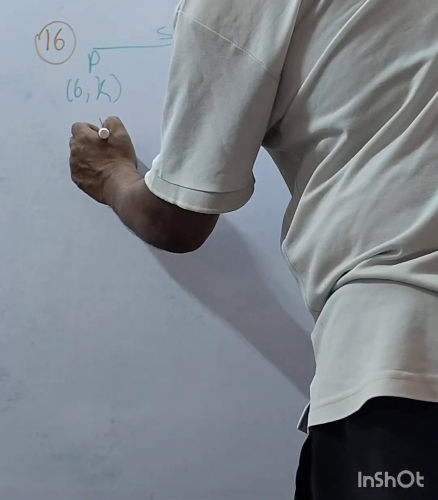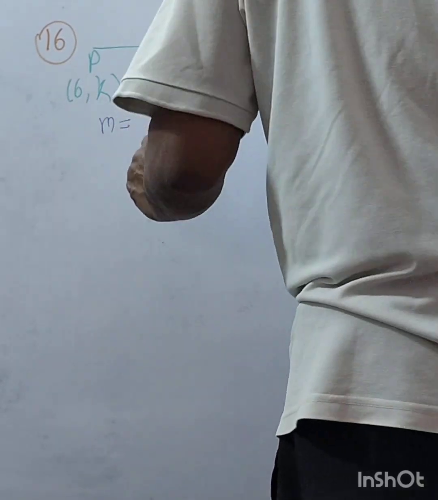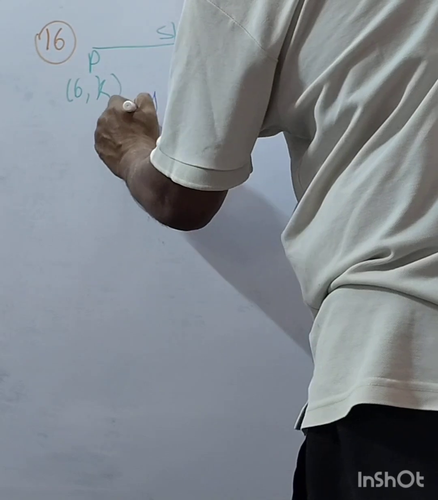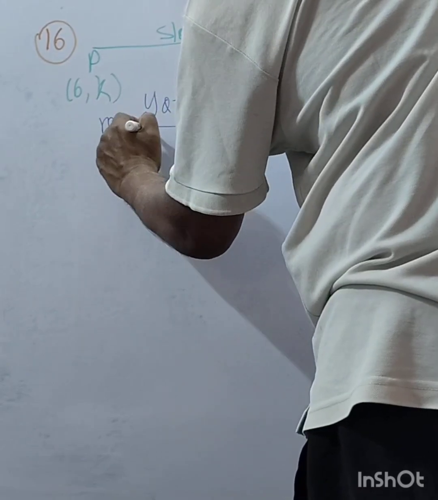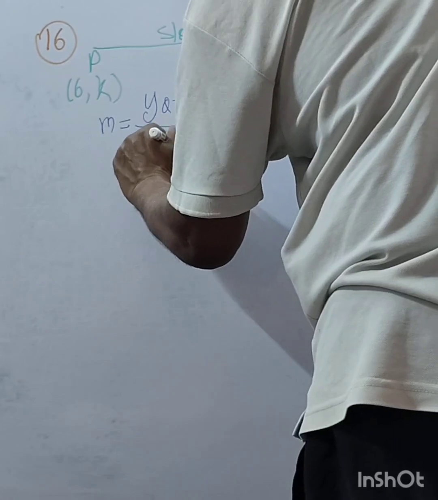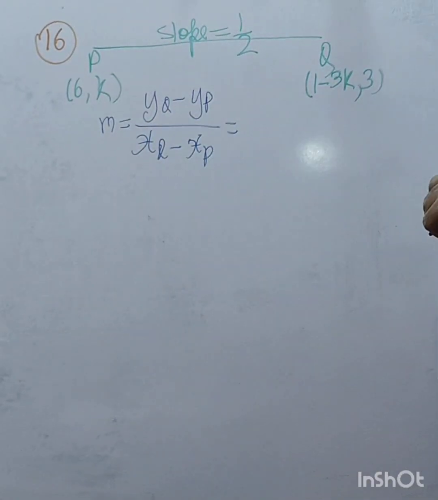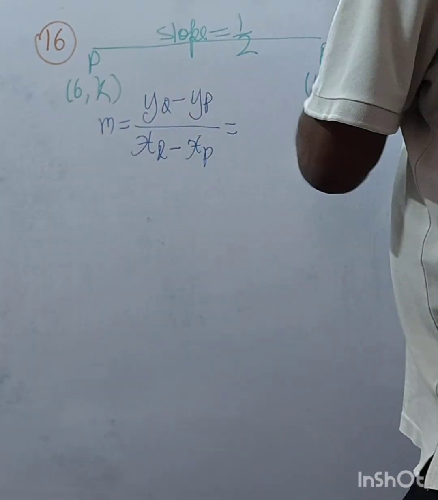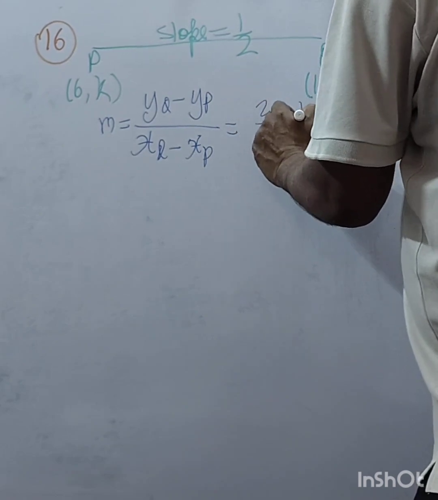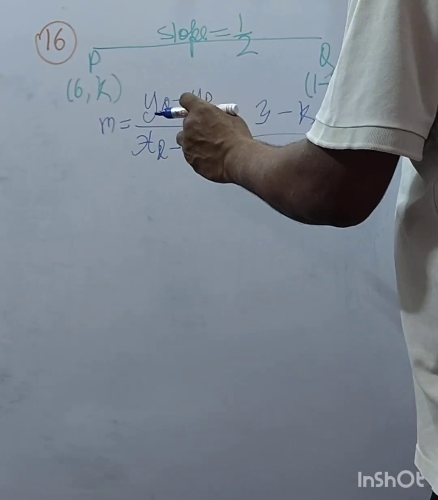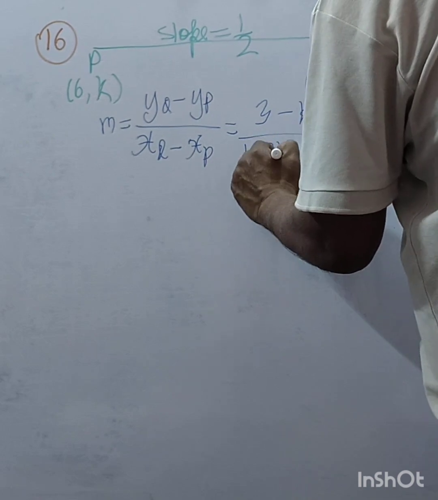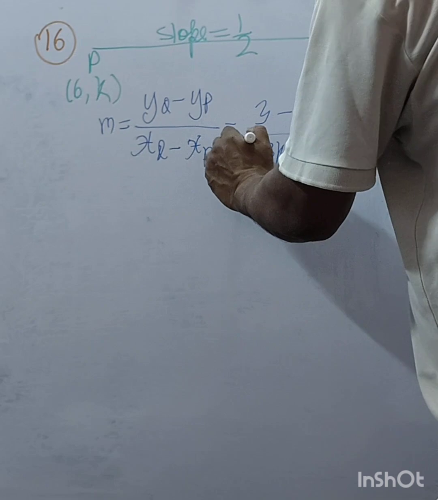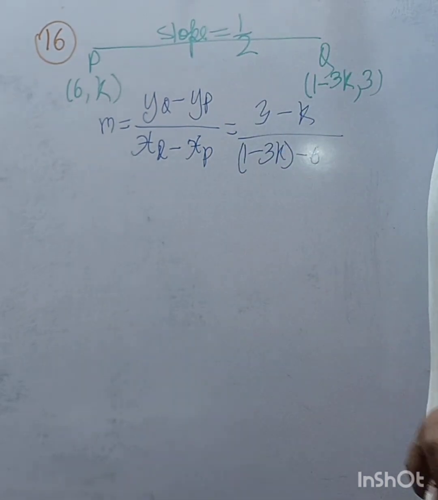Find the value of K. So M is equal to YQ minus YP upon XQ minus XP. So YQ is 3 minus K upon XQ, which is 1 minus 3K, minus 6, right?